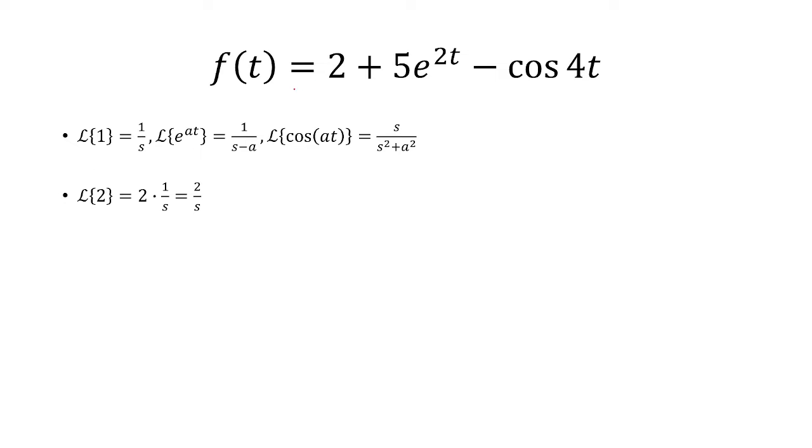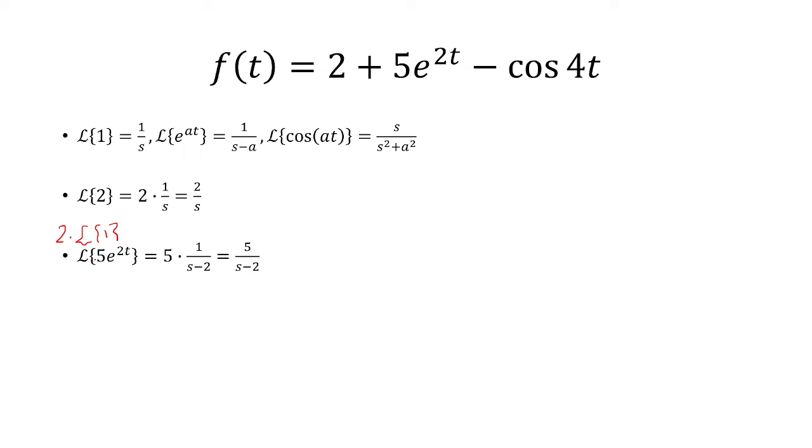And here we have Laplace transform of 2, which I can write as 2 times the Laplace transform of 1. Okay, so that's just 2 times, and then Laplace transform of 1 is just 1 over s. 2 times 1 over s is 2 over s.